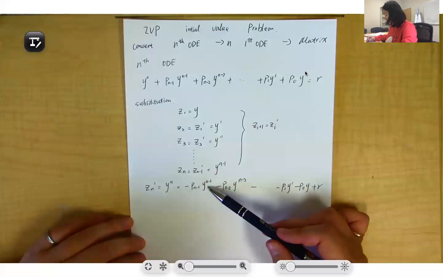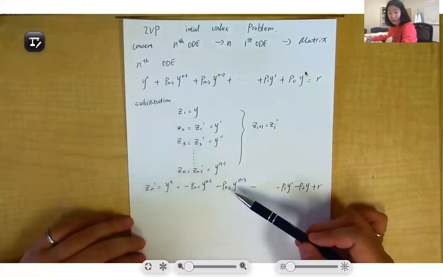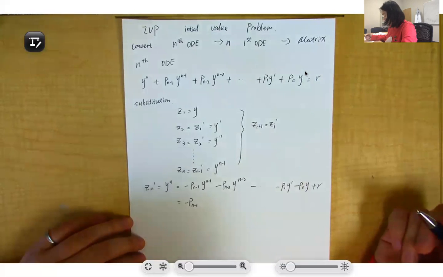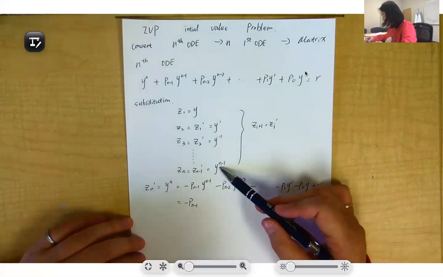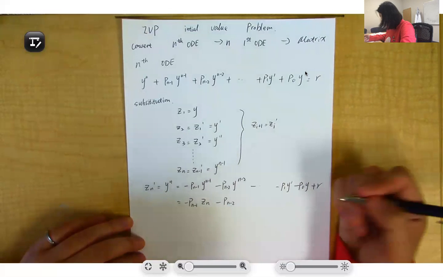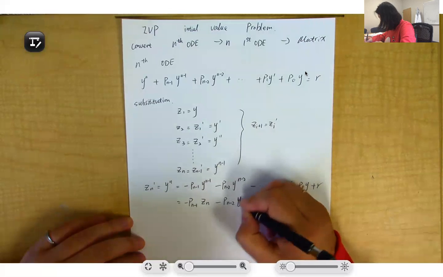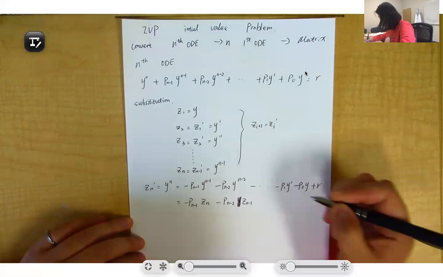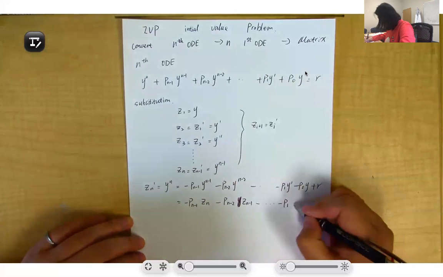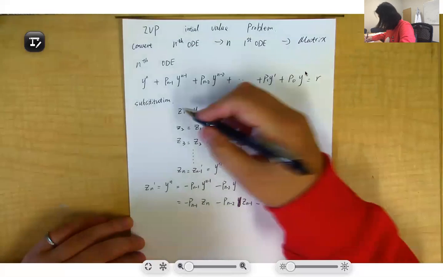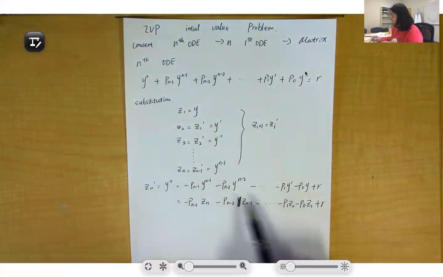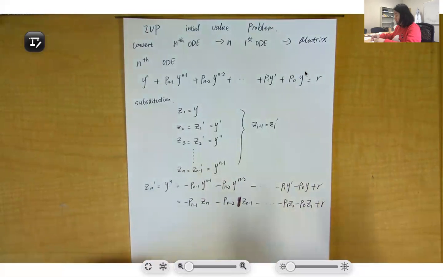We can also substitute all these y functions with the z functions. So that is minus p_{n-1}, the coefficient, times y^(n-1), which is zn. Then minus p_{n-2} times z_{n-1}, minus ... minus p1 times y prime, which is z2, minus p0 times y, which is z1, plus the forcing function. That is how we use the z functions to represent the system as first order ODEs.